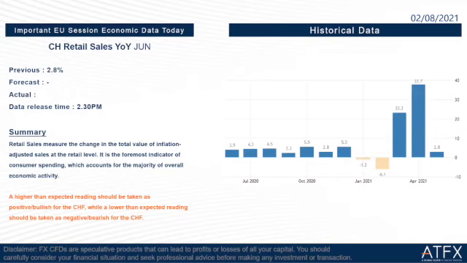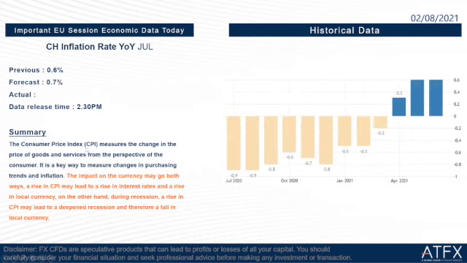The next one is Swiss franc, the Switzerland retail sales yearly June. The previous is 2.8%. The forecast remains unknown. A higher than previous reading should be taken as positive or bullish for the Swiss franc, while a lower than previous reading should be taken as negative or bearish for the Swiss franc.